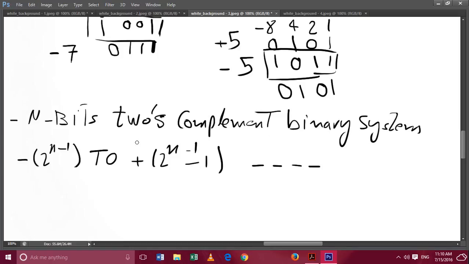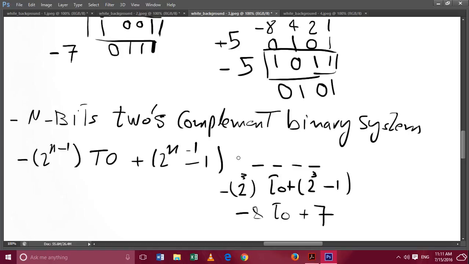And here's the equation that we use to arrive at the range. Let's take this example where n represents the number of digits or positions. If we have 4 positions, 4 bits, a 4-bit 2's complement binary system is capable of representing numbers ranging from minus 2 to the power of n minus 1, where n is 4, so that would be 3, to plus 2 to the power of n minus 1, minus 1. So that would be minus 8 to plus 7. So in a 4-bit 2's complement binary system, it is capable of representing numbers ranging from minus 8 to plus 7.